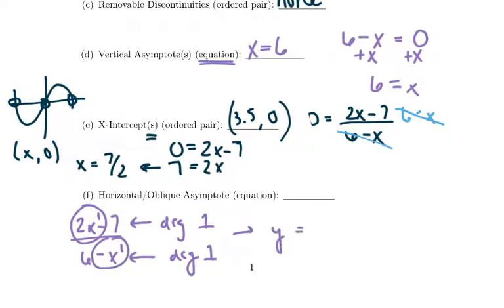The numerator, it's pretty easy. The leading coefficient, it's a 2. It's 2 times x. But down here, that's not 1. That's a negative 1.